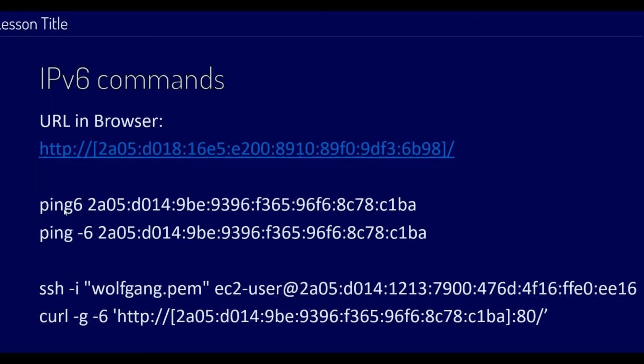You can ping, for Linux, for example, it's just ping6, or for Windows ping -6, and then use the IPv6 address. You can SSH into the instance. It's basically the same command as you already know, but just adding the IPv6 address. And you can also curl with -6 into the instance.